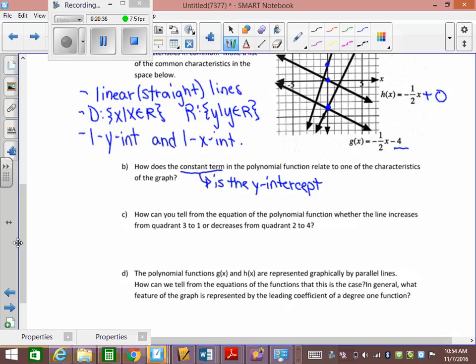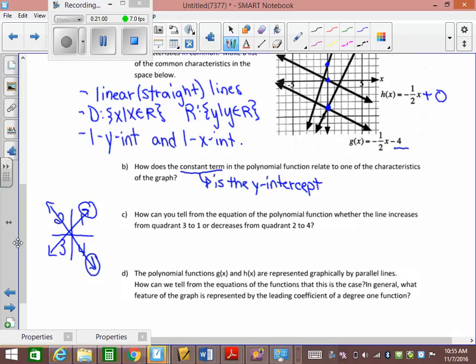How can you tell from the equation of a polynomial function whether the line increases from quadrant 3 to 1? Remember, quadrants go like this: 1, 2, 3, 4. So it's asking: increases from quadrants 3 to 1, so it ends on the right, positive, or decreases from quadrants 2 to 4, so it ends on the right, negative. Do you remember what I said on Friday?